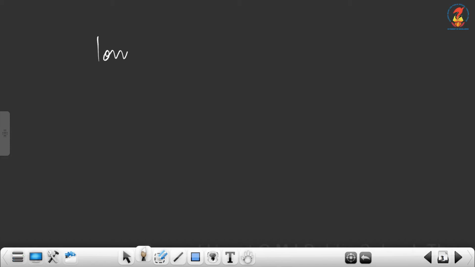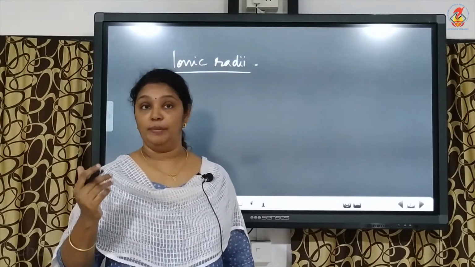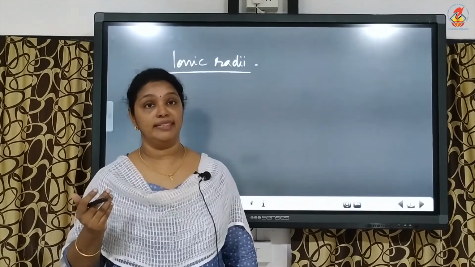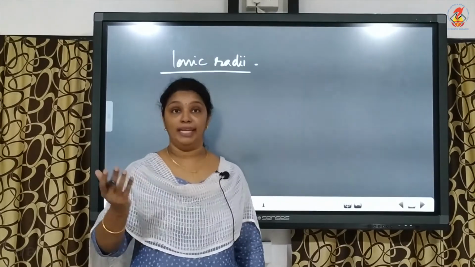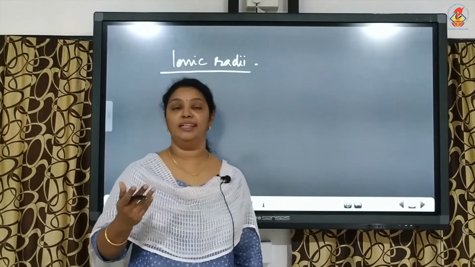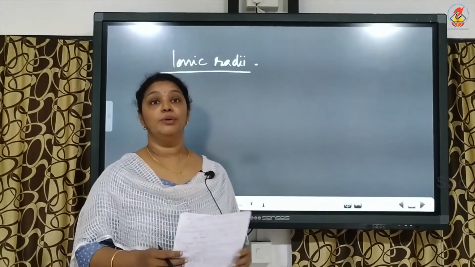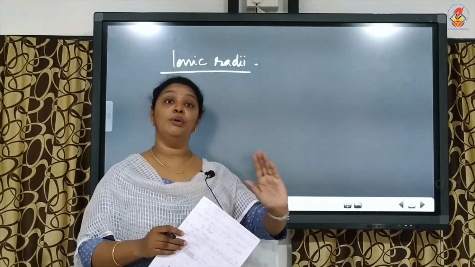Ionic radii. Now ionic radii means the size of the ions. You know we have cations as well as anions. How is a cation formed? Cation is formed by the loss of electron. We get a positively charged ion called cation, and an anion is formed by gain of electrons, and that's a negatively charged ion. So we are going to discuss the ionic radii.